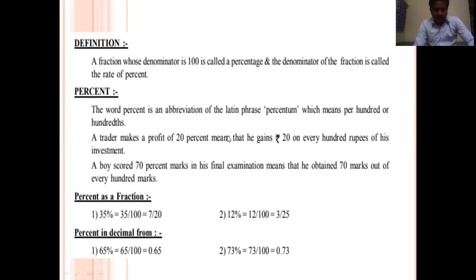So percentage means here 20% means 20 by 100. 30% means 30 by 100. 20% means 20 by 100, 30% means 30 by 100, and so on. That is called percentage. Here, this 20% is the percentage, and 20 by 100 is the percentage fraction.